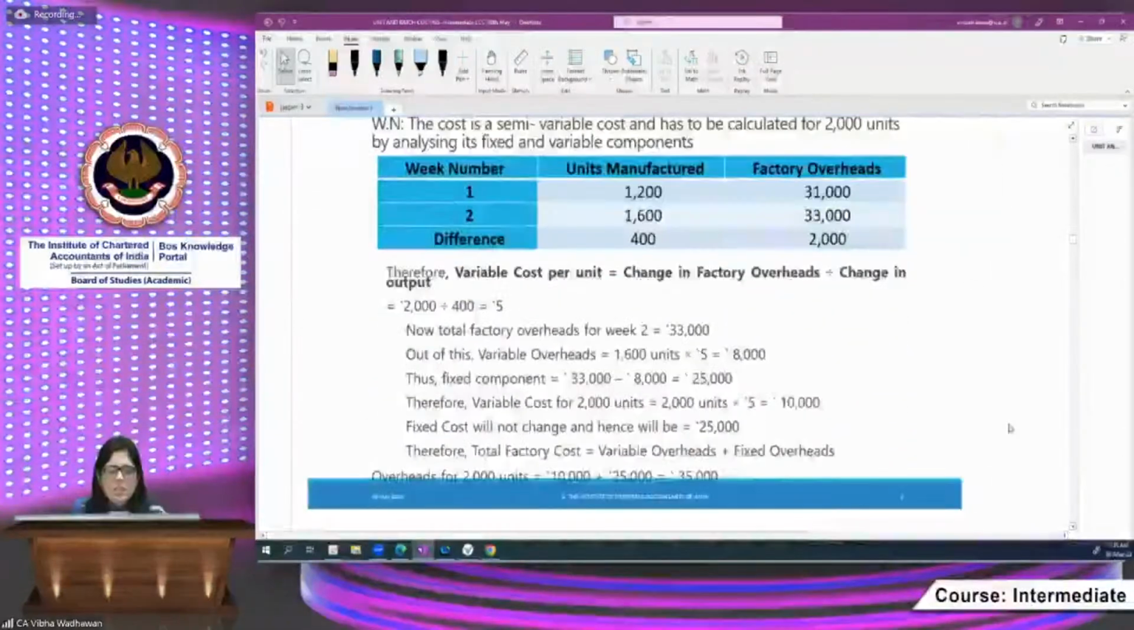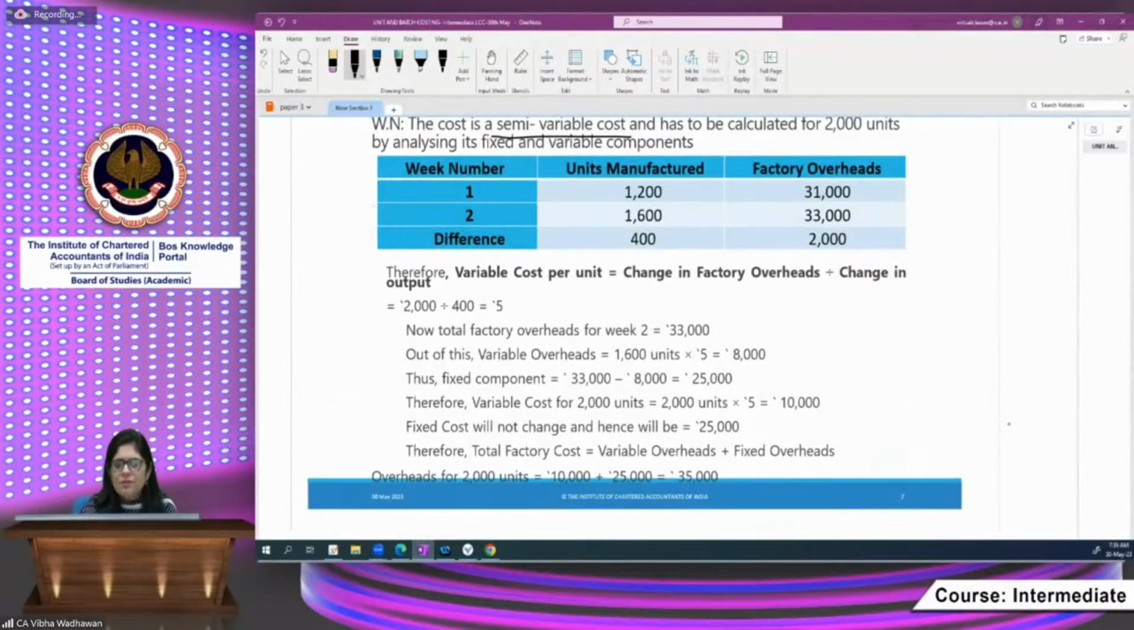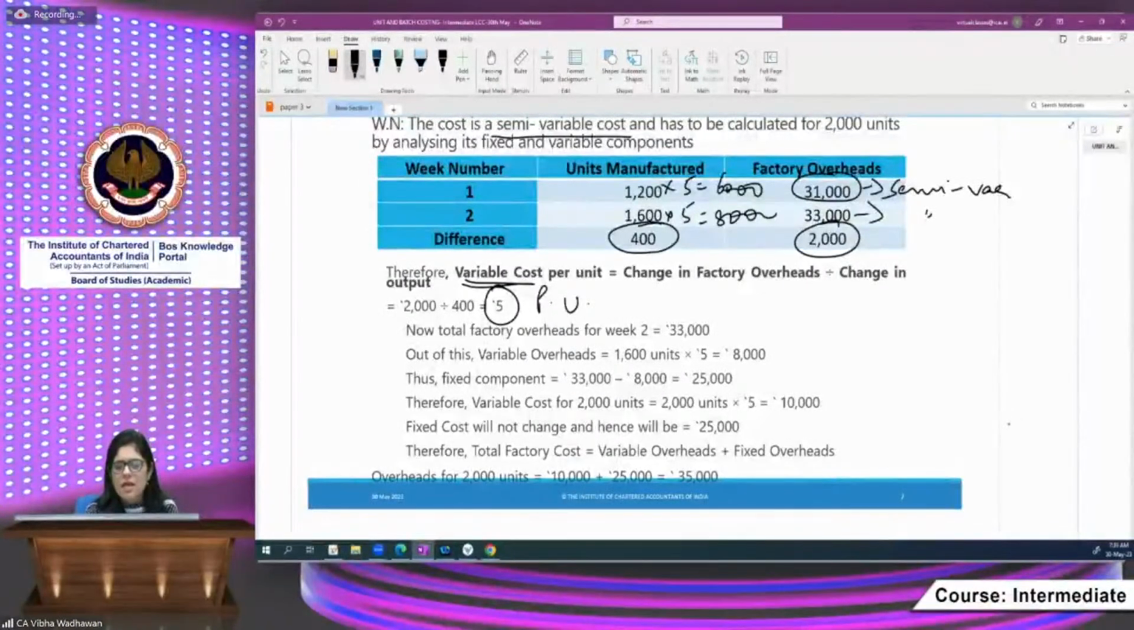Okay, so this was the whole working which I just explained you. So the semi-variable was split. So this was the semi-variable, this was the semi-variable and this also was semi-variable. So the difference in the amount and the difference in the cost. So 5 per unit is your variable cost per unit. We always calculate variable cost per unit. So 1,200 into 5 was your variable cost. 1,600 into 5 again was variable cost and rest was fixed cost. So fixed cost in both the cases came to 25,000.